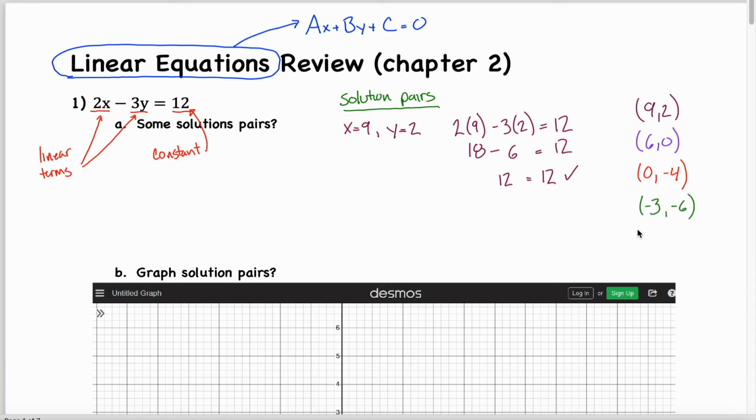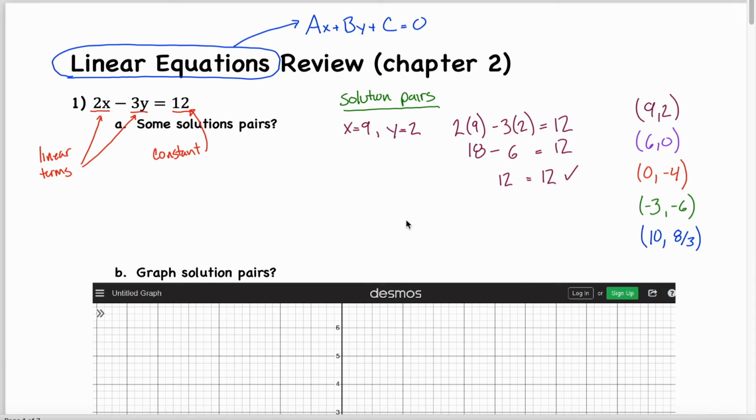And while I've only focused on whole numbers so far, it's worth pointing out that there could be lots of fractional solution pairs. If x equals 10, then I have 20 over here. I need to get rid of 8 in order to make the left side the same as the right side. So I need 3y to be equal to 8. So I guess I need y to be equal to 8 thirds. Because 3 times 8 thirds is 8, and 20 minus 8 equals 12.